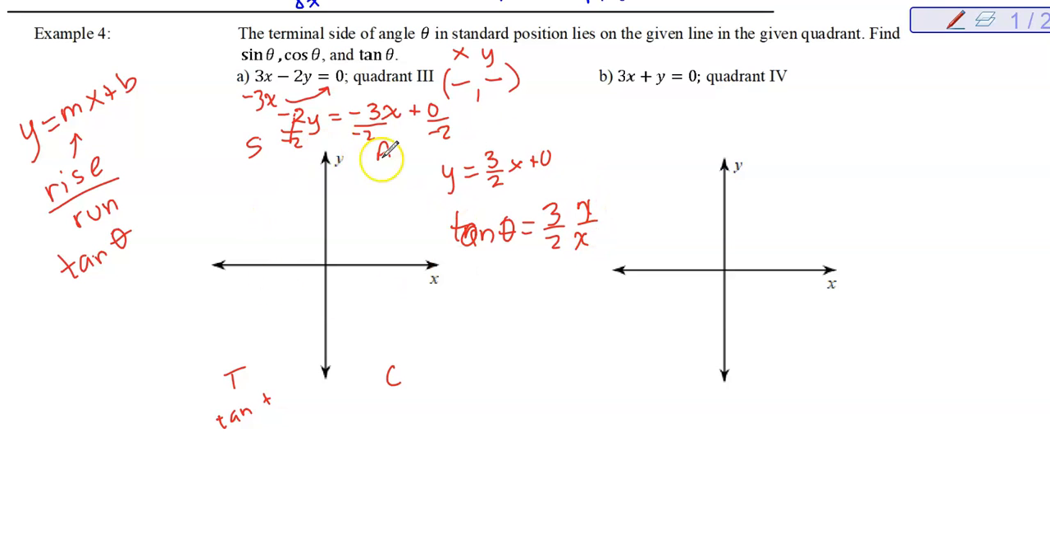But I'm in quadrant 3. So really my y is negative 3 and my x is negative 2. So negative 2, negative 3 is a point on the terminal side of my angle theta because it has a slope. So I'm going to just go, okay, 1, 2, 3, and negative 1, 2. And I'm going to go ahead and plot that point. We're just doing a sketch here.